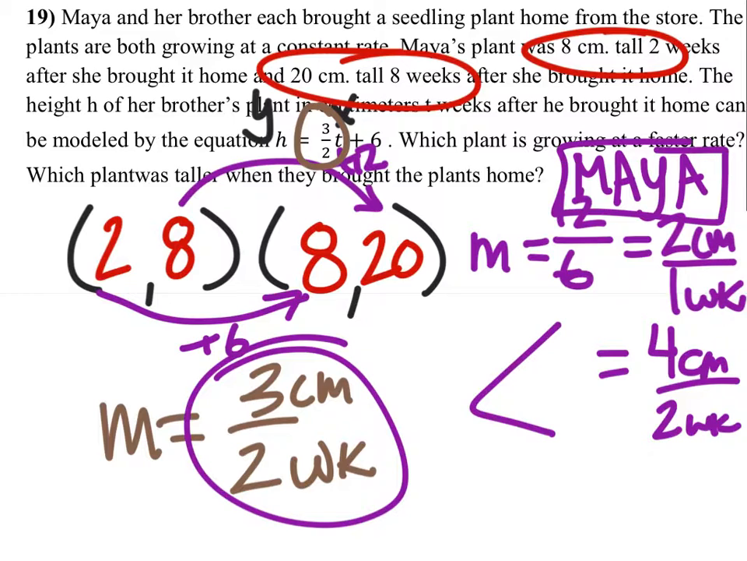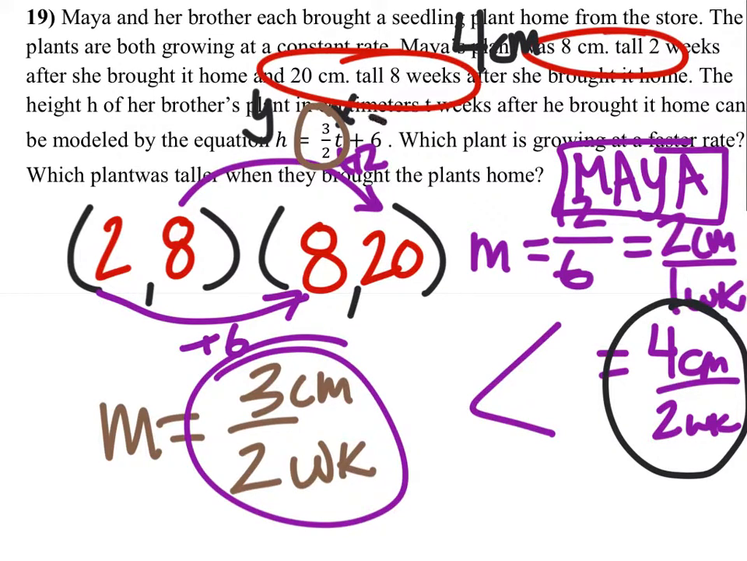But then it asks us which plant was taller when they brought the plants home. Well, if Maya's is growing at 2 centimeters each week, how tall was hers at week 0? Well, in 2 weeks it was 8 centimeters. We see that we did this part already. In 2 weeks it grows 4 centimeters. So hers would have been 4 centimeters when she bought it.